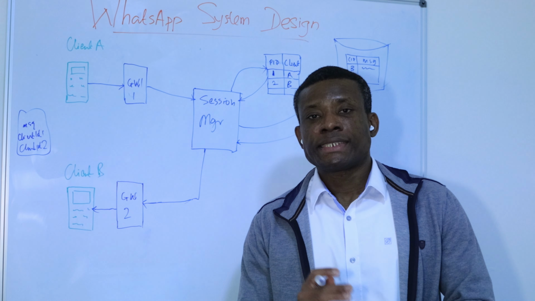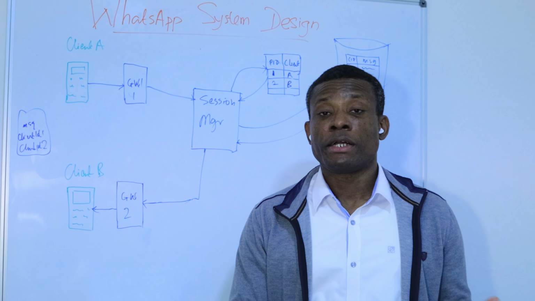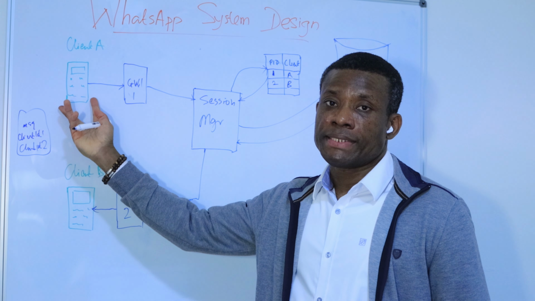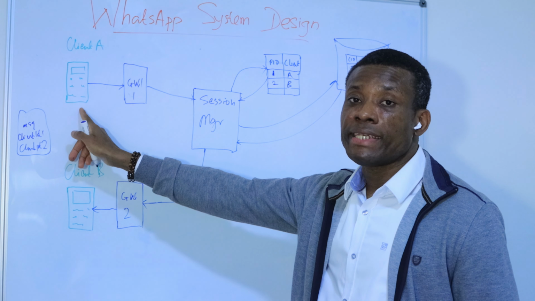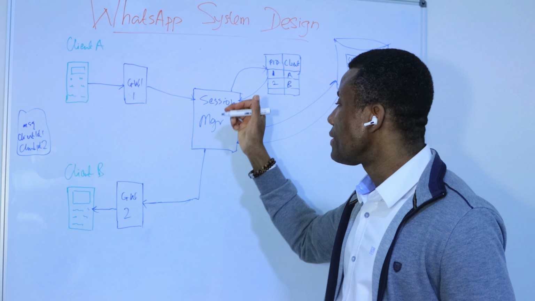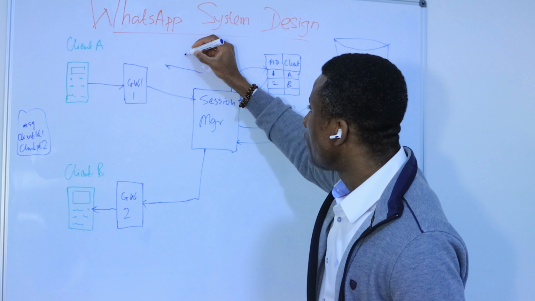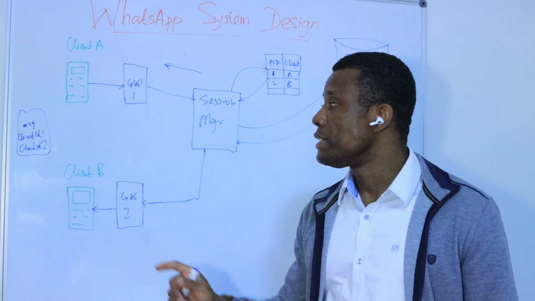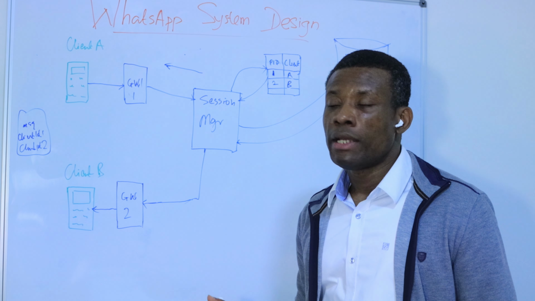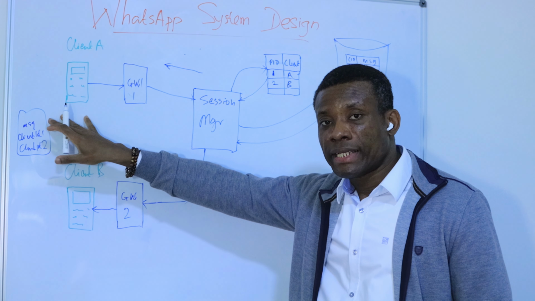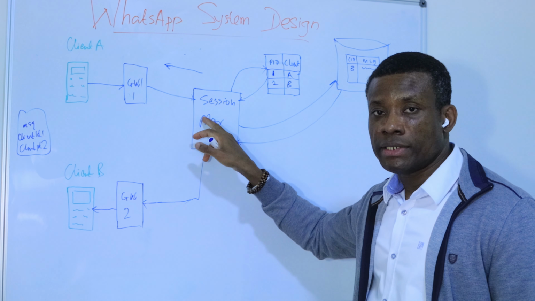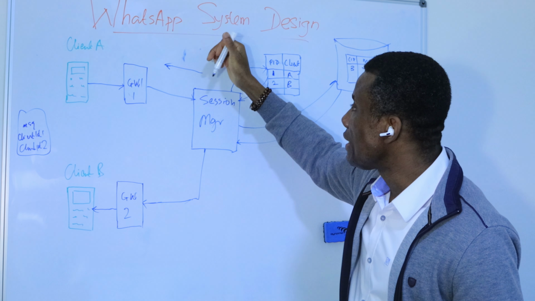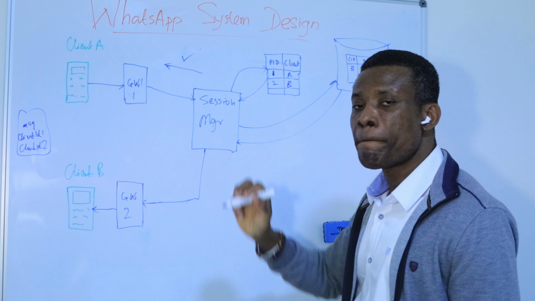So let's talk about send receipt, delivery receipt, and read receipt. This guy would like to know if the message has been sent. So when client A sends a message and the session manager gets it, the session manager is going to send back an acknowledgement that the message has been sent. Once the message comes from the client and arrives in the session manager, the message server is going to get the first tick right there.